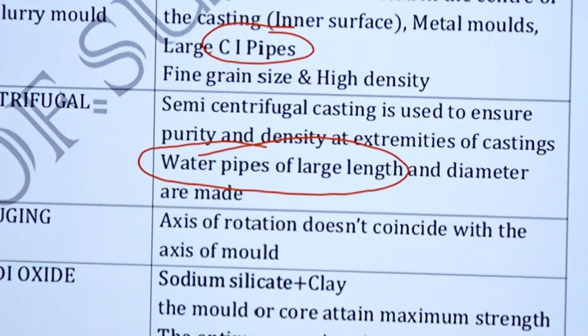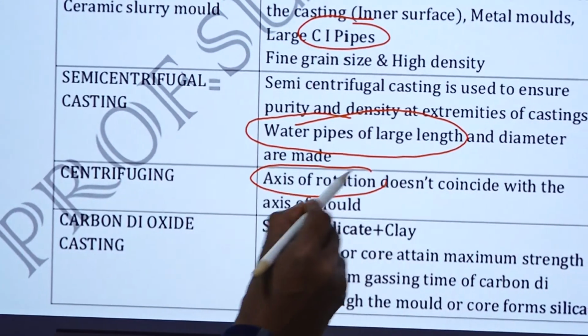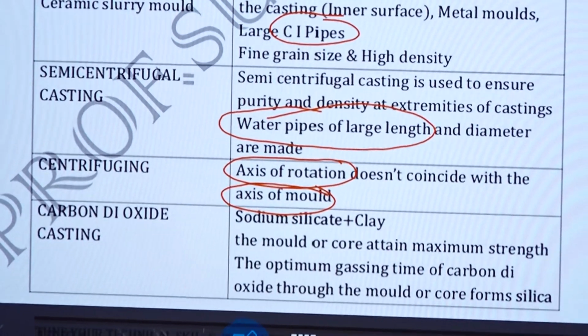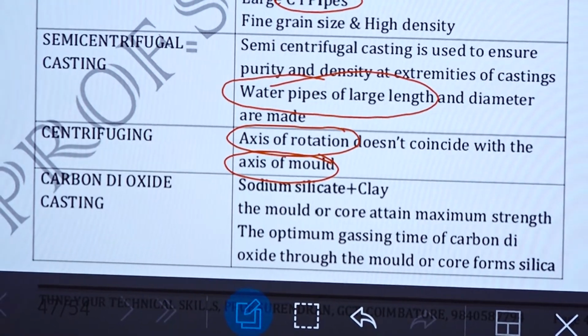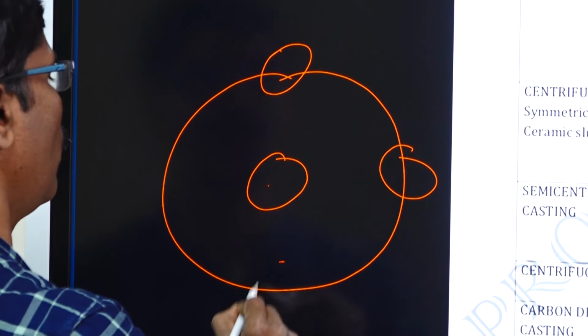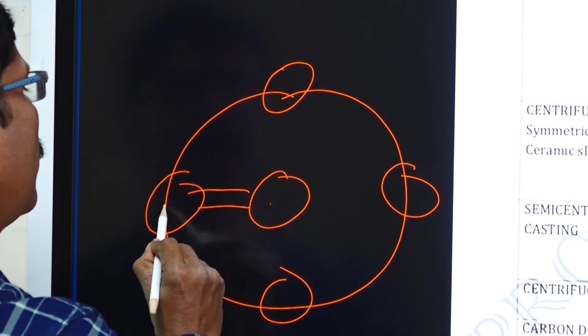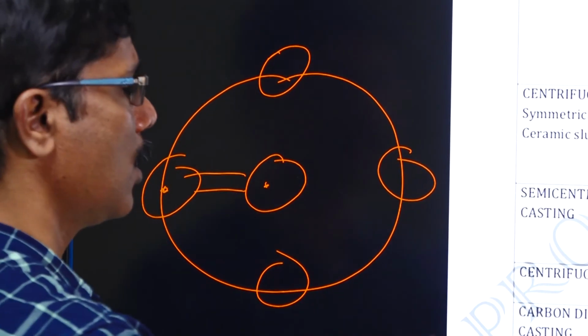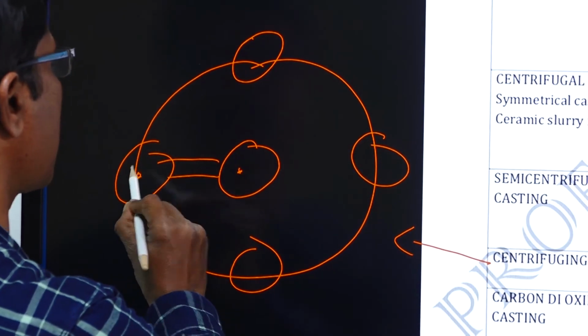Centrifuging is a process in which the axis of rotation does not coincide with the axis of the mold. The axis of rotation is here and the axis of the mold will be here. So we have the axis of mold here, and the axis of rotation here. So both points do not coincide.